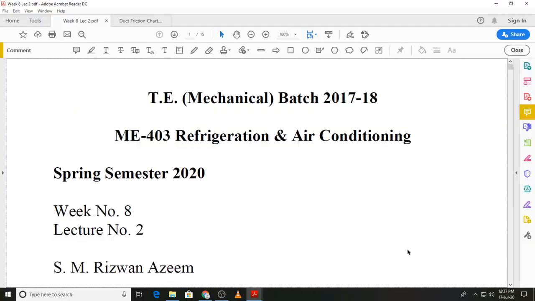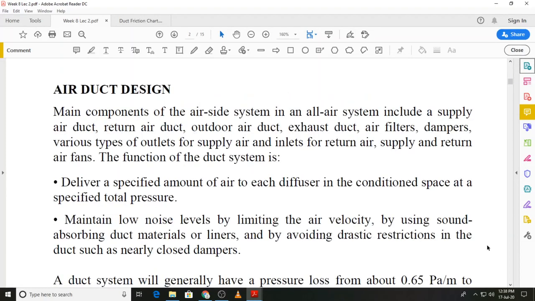In today's lecture, we will move on to a new topic, and that is air duct design. By now we are familiar with the components of an all-air system, and on the air side of an all-air system we have the ducting, that is both for supply and return air. Then we have air filters, dampers, fans, etc. The function of the duct is twofold.